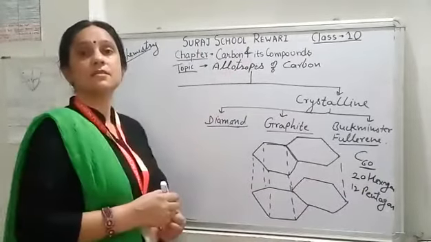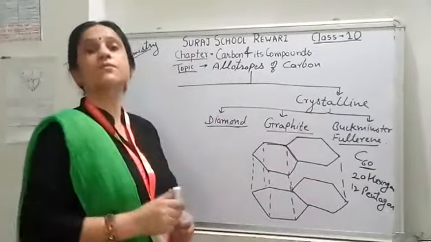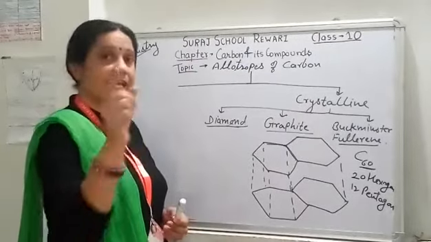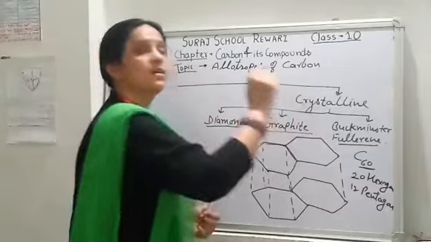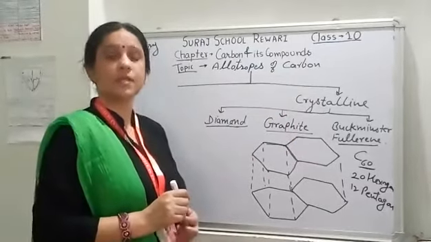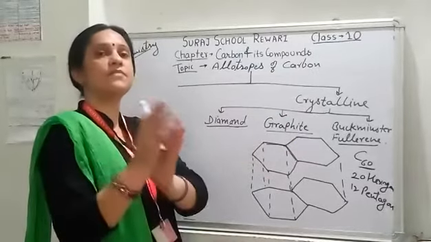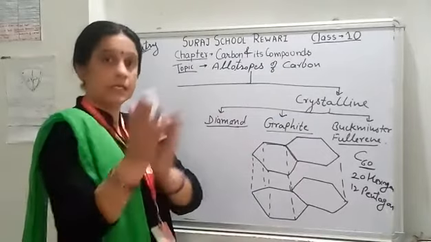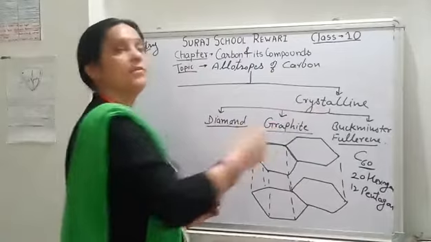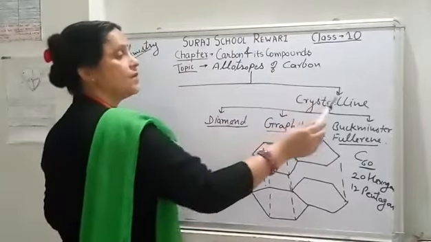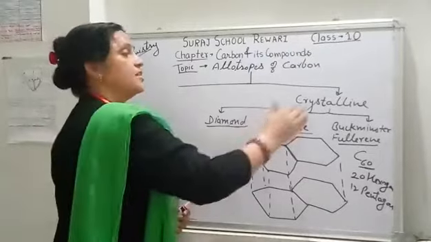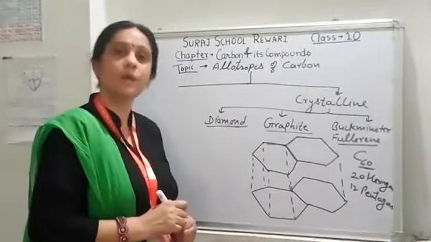All these are the allotropes of carbon, and allotropy is the phenomenon in which an element is found in different physical forms in nature. Students, these physical forms have different appearance, different physical properties, but they all have similar chemical properties. Diamond, graphite and fullerene all show the same type of chemical reactions, but show different appearance and different physical properties.